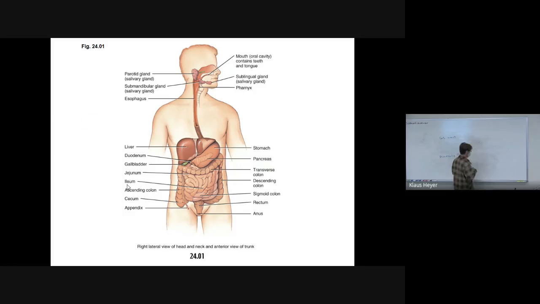It's not like so important that you're able to see this. It's not like a huge deal. So if you can't see it, it's okay. So you have the GI tract and you have the accessory organs.